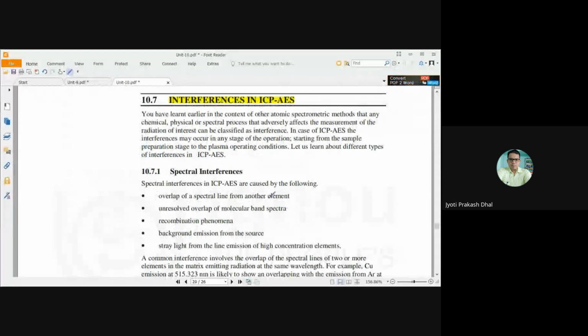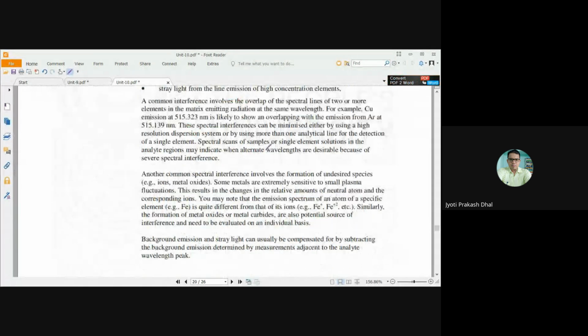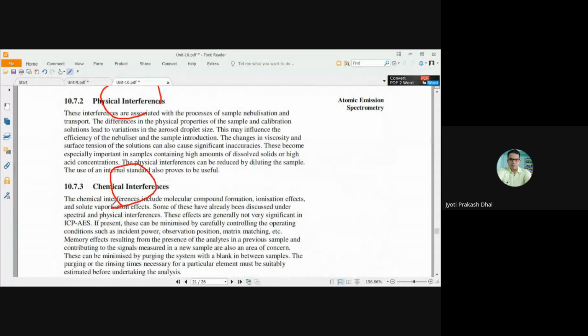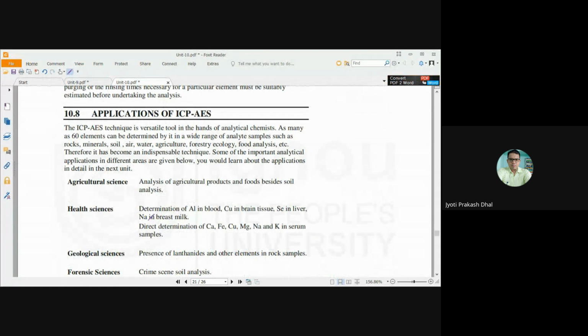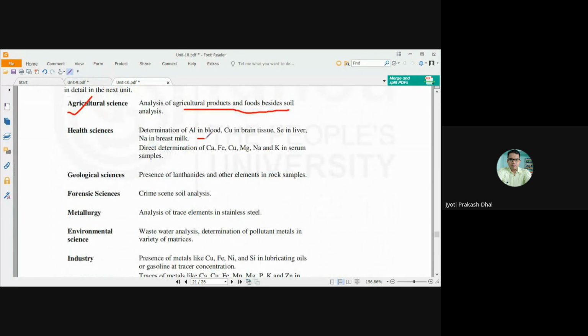Now interference in ICP. Here also there will be spectral interferences, and physical and chemical interferences. Due to these types of interferences, there is a decrease in the intensity of the emission line. Now the applications of ICP. In agricultural science, analysis of agricultural products and foods besides soil analysis. In healthcare, it is used in detection of aluminum in blood, copper in brain, selenium in liver, sodium in breast milk, etc. Direct determination of calcium, iron, copper, magnesium, sodium, potassium in serum samples.